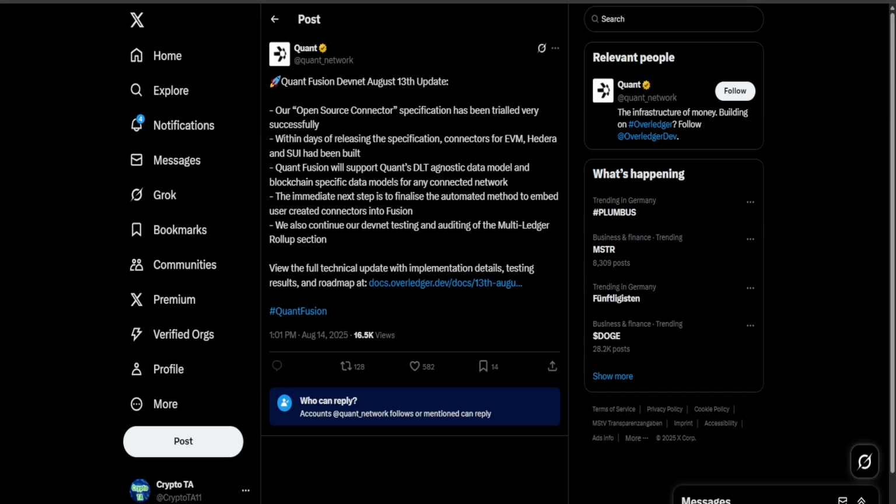And with all that said, now let's talk about the recent update Quant posted in this tweet. First things first, they released something called an open source connector specification, and if it sounds complicated, it's not actually. You see, this is just a fancy way of saying they gave developers a blueprint to build connectors between Fusion and other blockchains. And here is the cool part, it fully worked. Developers picked it up and started building right away, and within a few days, connectors were already built for EVM chains, for example Ethereum, also Hedera Hashgraph, and also Sui.